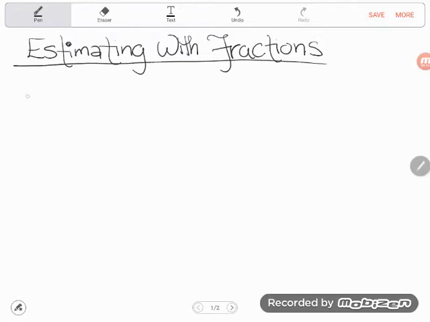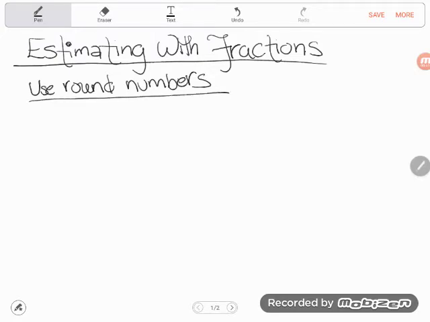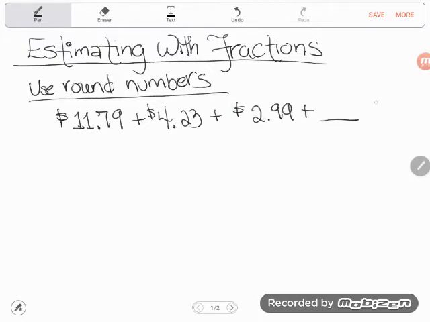What does estimating mean? When we estimate, we use nice round numbers that are easier to do math with. For example, when you go to the grocery store, some of us keep a running tally in our head to see if we have enough money for what we're buying. But if I see something on the shelf marked at $11.79, I'm not likely to try to add $11.79 plus $4.23 plus $2.99 and so on and so forth, and keep adding up all those tricky decimal numbers.